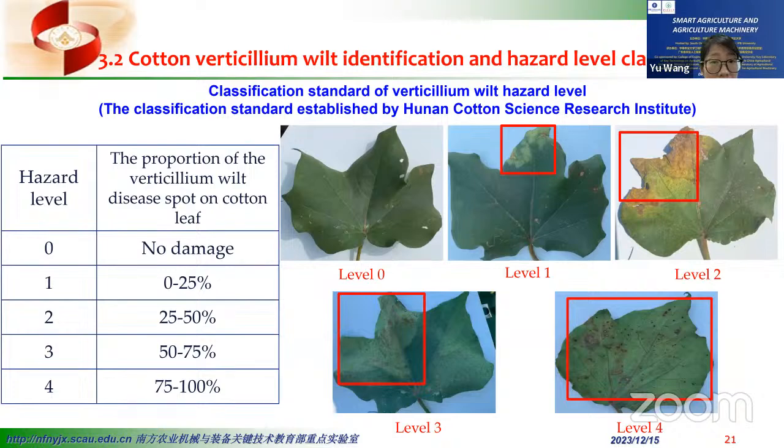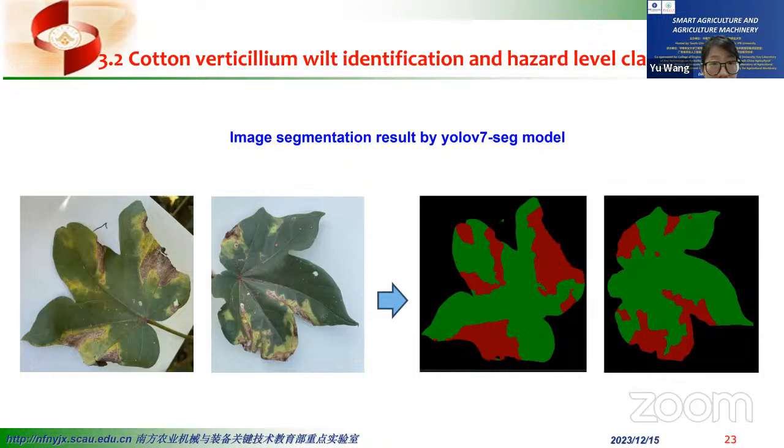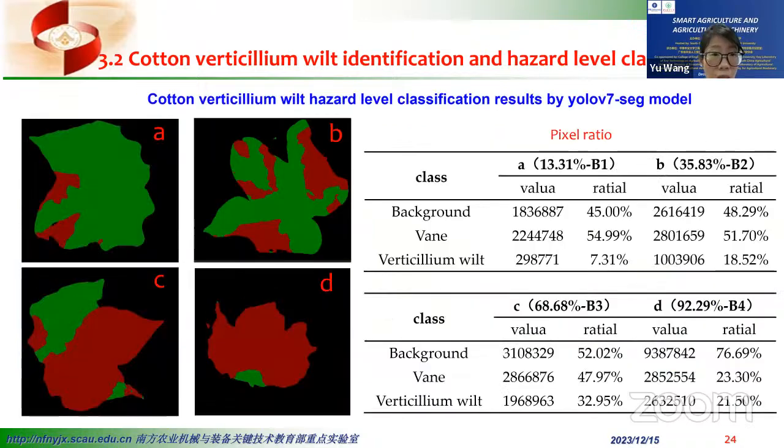The hazard of verticillium wilt was set to 4 levels according to the proportion of the verticillium wilt disease spot on cotton leaf. YOLO 7 SEG was employed as the identification module for cotton verticillium wilt. These are the segmentation results by YOLO 7 module. And this is the cotton verticillium wilt hazard level classification results by YOLO 7 SEG module.